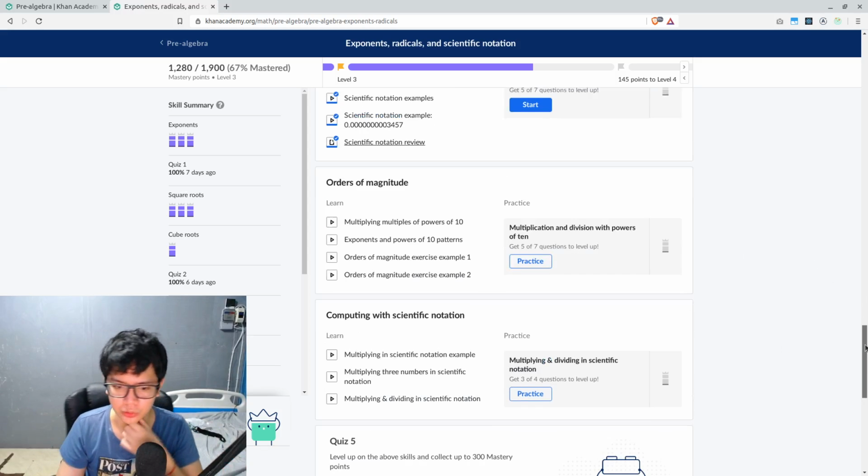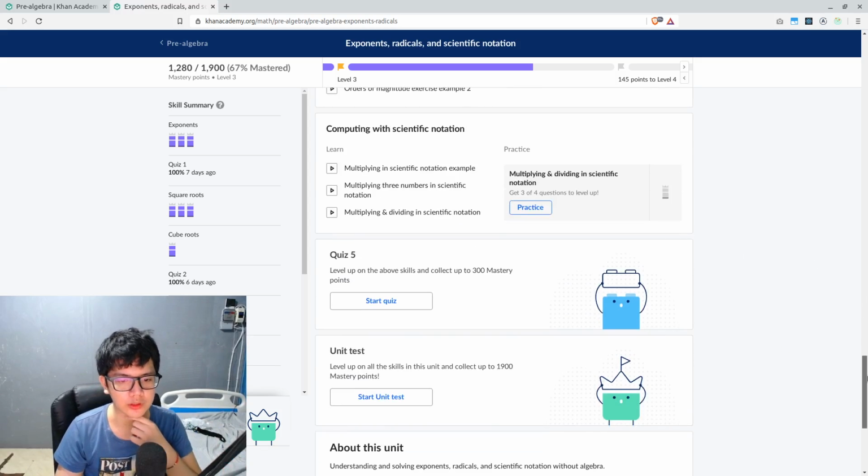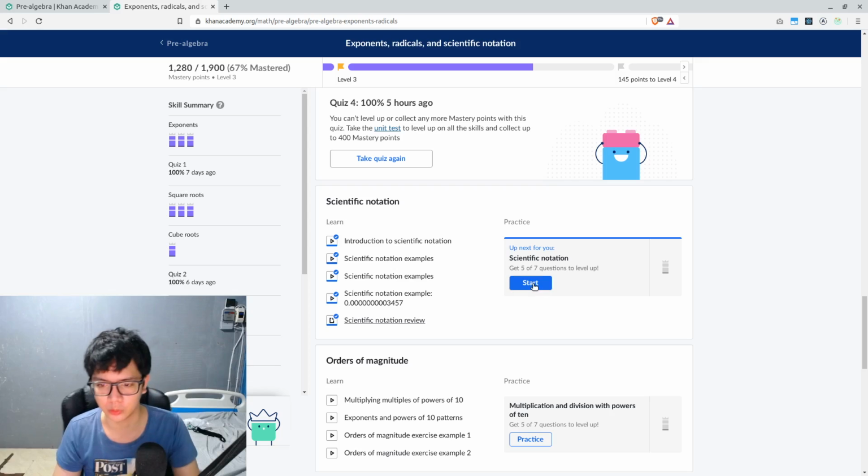Orders of magnitude. Computing with scientific notation. Okay, cool. Let's do it.